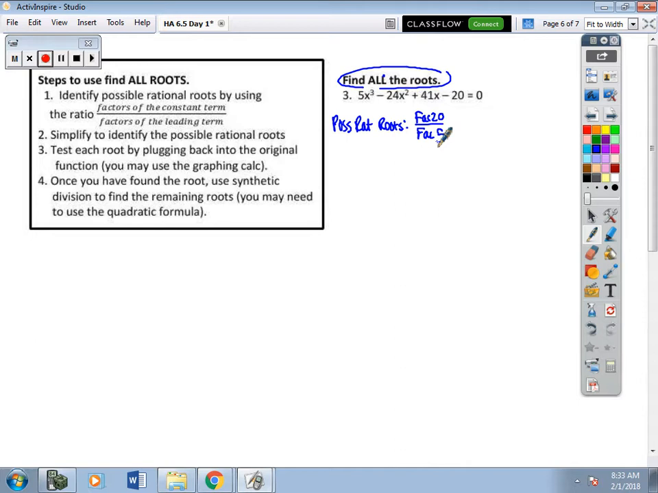So factors of 20: plus or minus 1. And if you want, you can just put plus or minus at the front and then just keep going. 2 is a factor, 4 is a factor, 5 is a factor, 10 is a factor, and 20 is a factor. And again, all of those will get plus or minuses technically. And then factors of 5 are plus or minus 1, plus or minus 5.